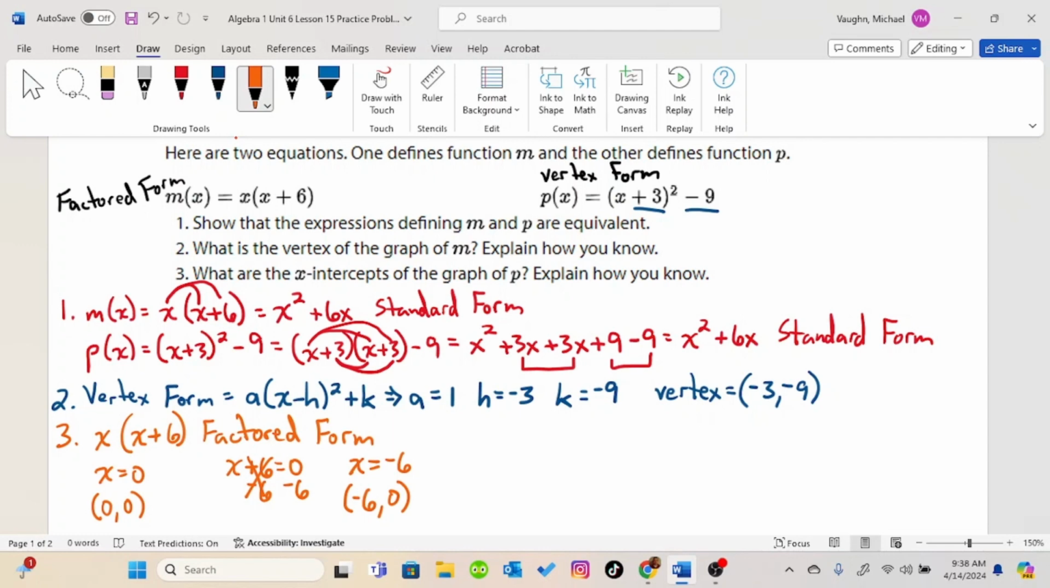If you have any questions about factored form, vertex form, or standard form quadratic equations, please use class time to ask for further clarification.